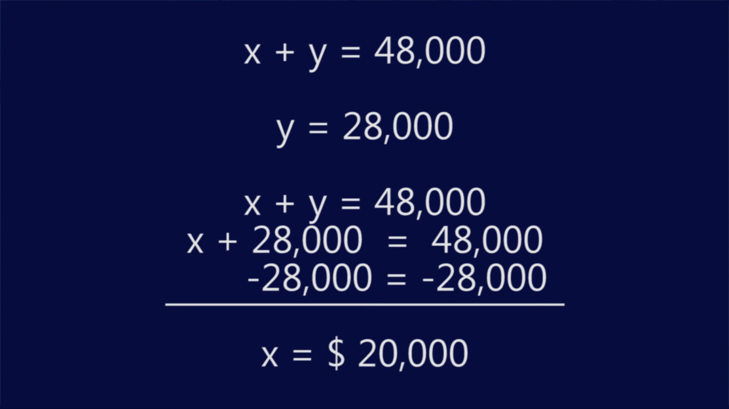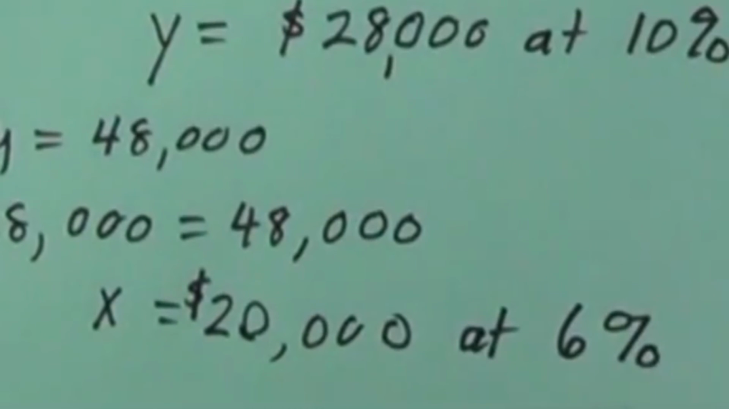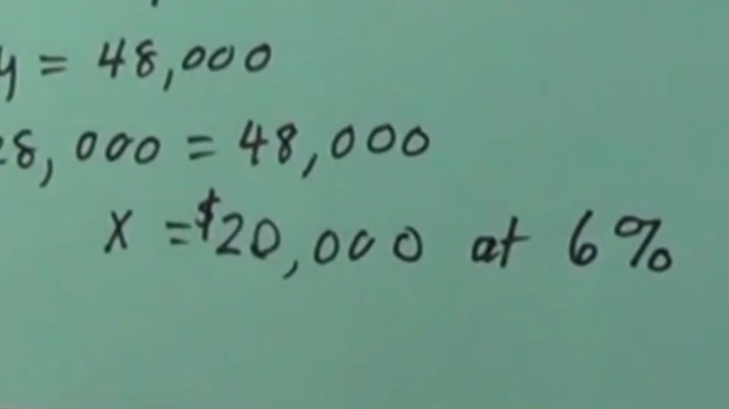Go ahead and remember your dollar sign there. $20,000 has been invested at 6%. And you can check that if you would like, but it does check out.